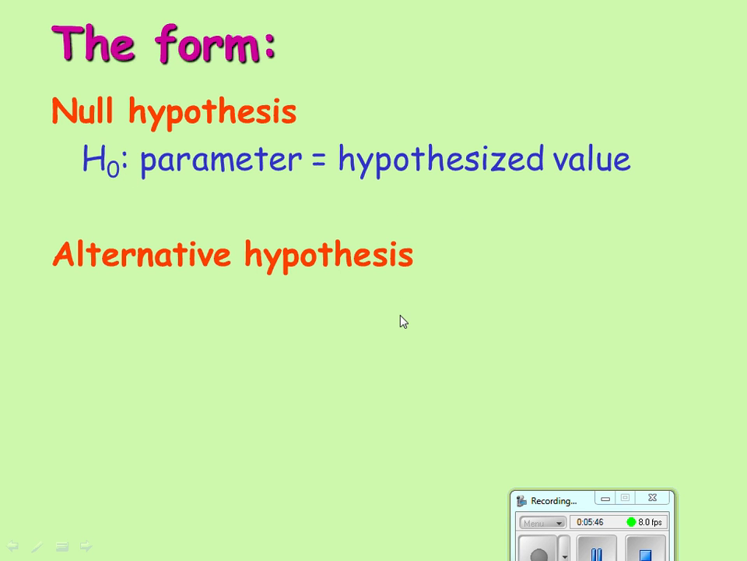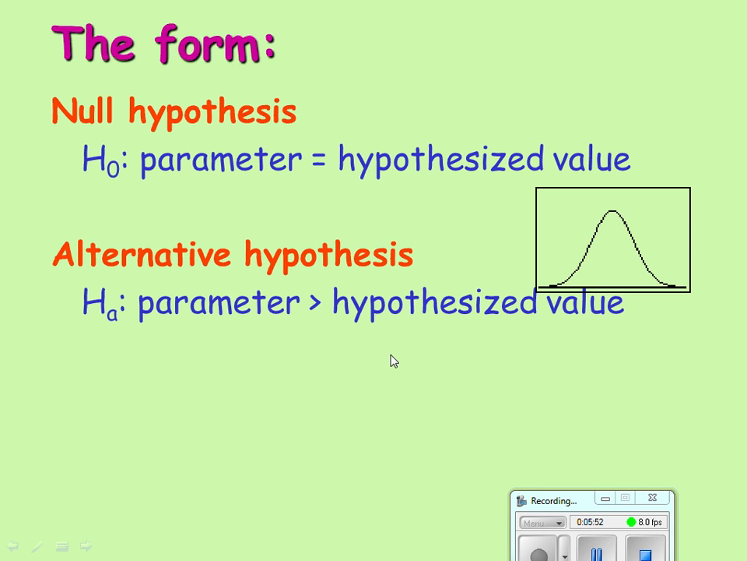Now, the alternative hypothesis is a little different. There's 3 different scenarios we have to go through. You could have your parameter greater than your hypothesized value. And again, think about your norm. You're greater than. So you can have your alternative hypothesis proving that it's greater. Let's say that in January, my bank account had so much money in it, and hopefully by December, it's going to have more. So again, we have my hypothesized value, and my parameter is going to be more than that.